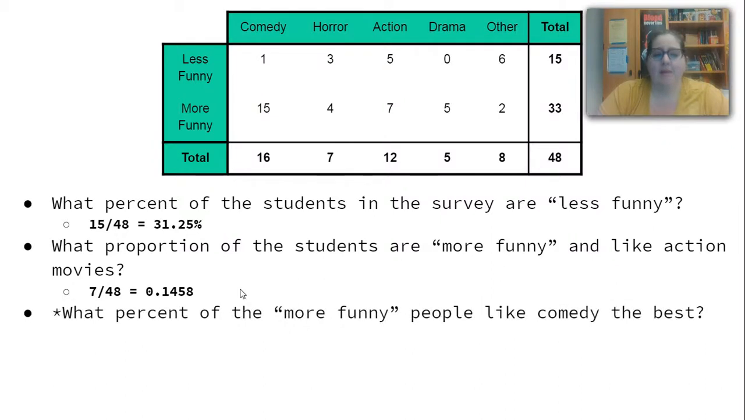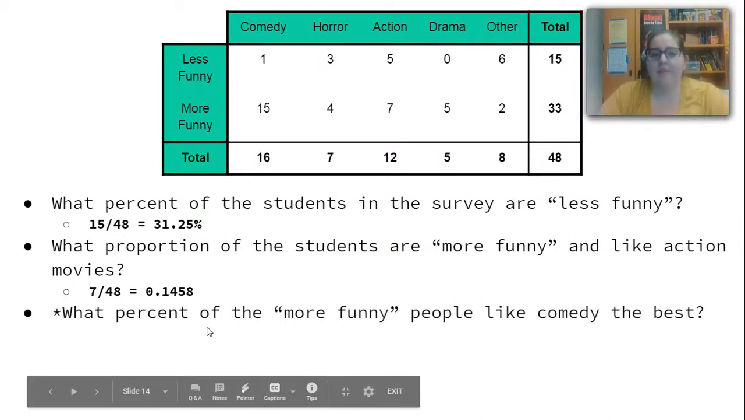If I ask what percent of the more funny people like comedy, now I'm saying not of all the students, but only of the more funny people. So my hint is to look for the word of. Of is going to tell you what number goes on the bottom of the fraction.